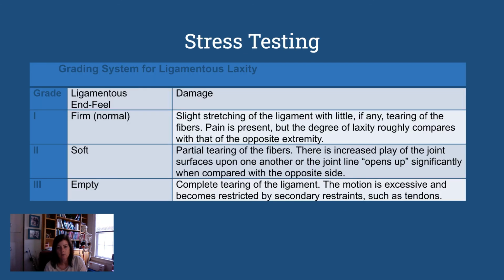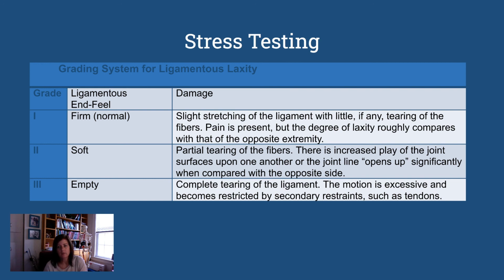Okay, this is how we grade ligamentous laxity. So it's a grade 1, 2, or 3. A grade 1 would be a firm end feel, and we're going to find this is true. We're going to go through and do stress testing in the spine. So a nice firm end feel is what you would expect, and if we're able, we can compare side to side to see what that normal feels like for them.